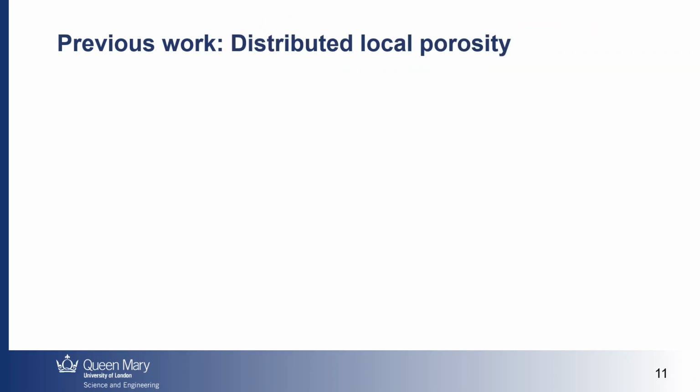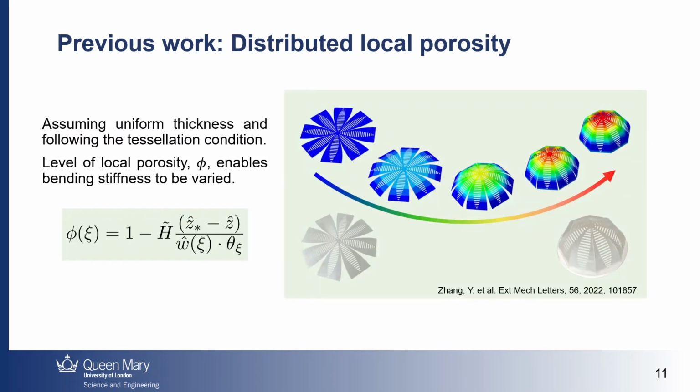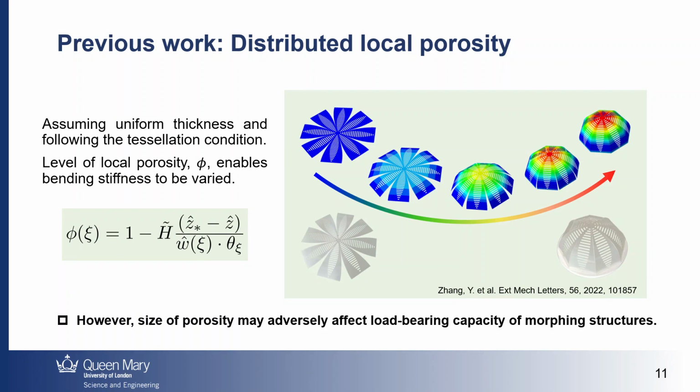And then we try to develop something different by using distributed local porosities. In that case, we vary the material across the petals, essentially by cutting the petals and removing some material, and we can still achieve such conditions. However, the size of the porosity may adversely affect the load bearing capacity of the morphing structures.